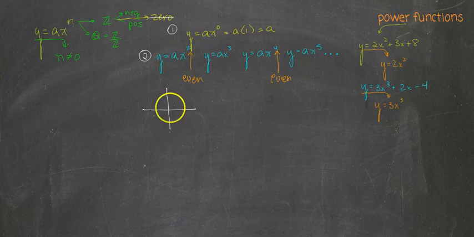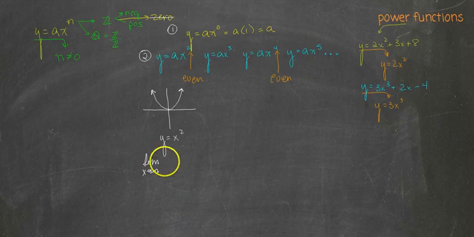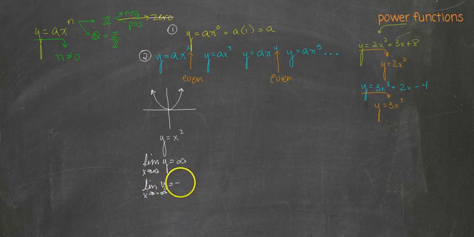Y equals a x squared, we know, is a parabola. And if I let a be, let's say y equals just x squared, so I'm going to take away a leading coefficient that squeezes or stretches, I get a parabola with end behavior going off toward infinity. So the limit as x approaches infinity of y equals positive infinity, and the limit as x approaches negative infinity of y approaches positive infinity as well.